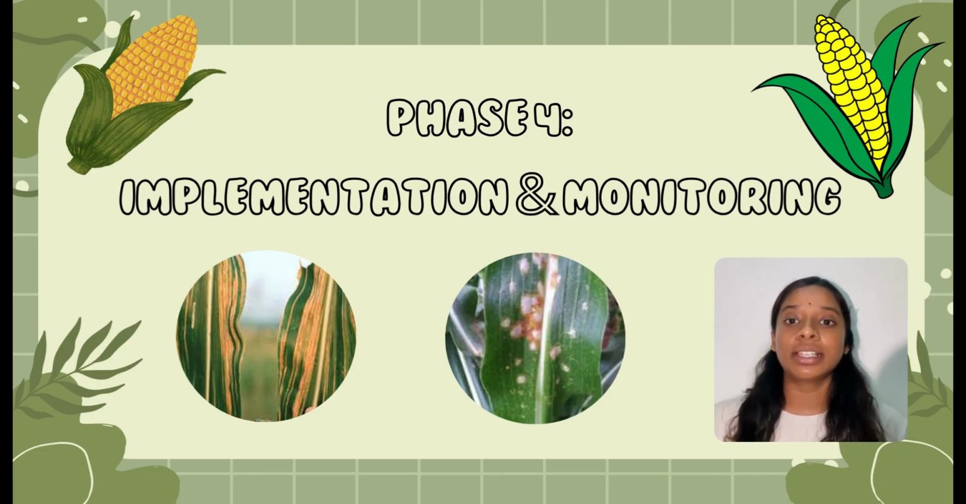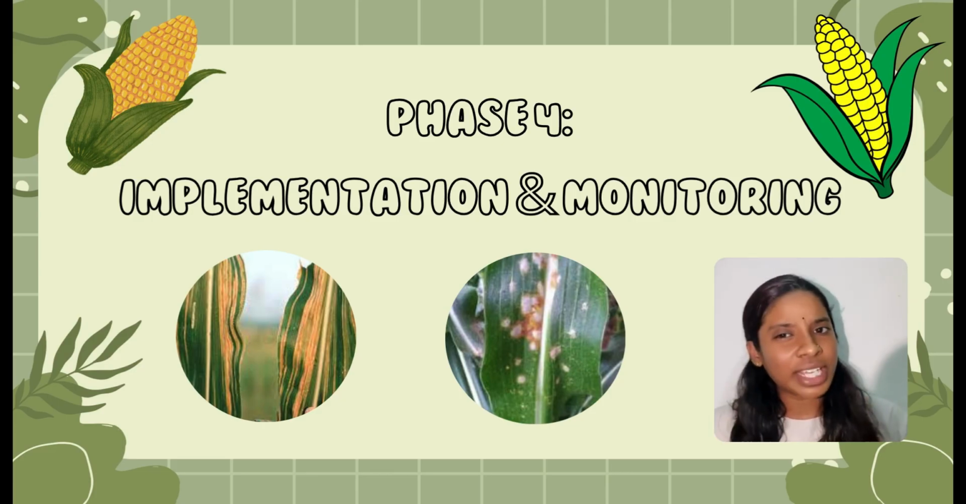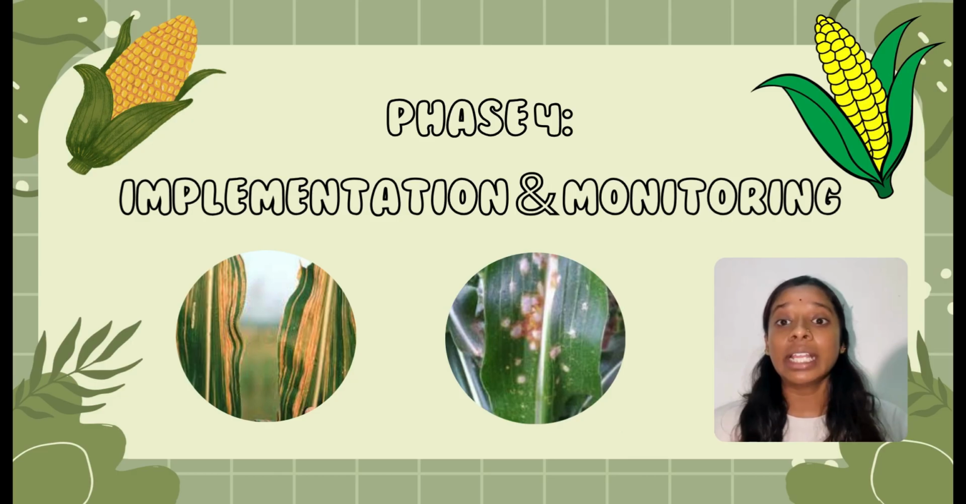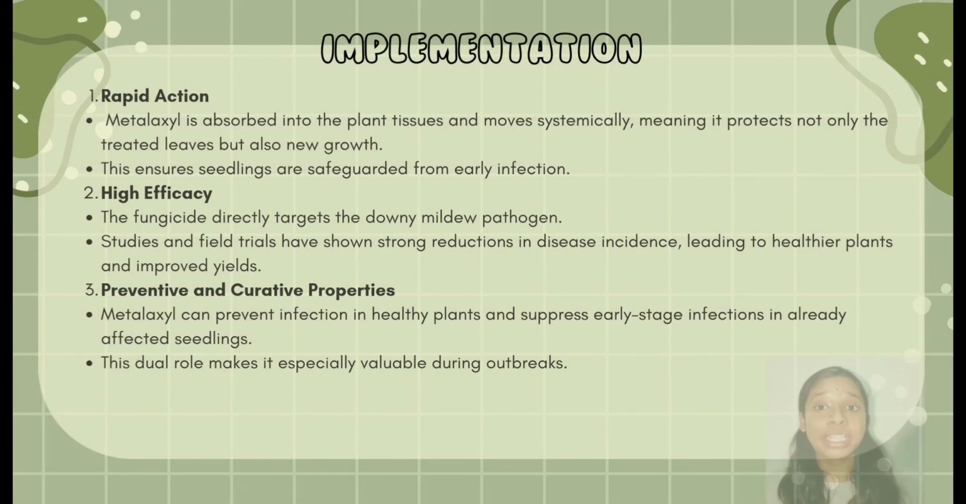Today I will be presenting phase 4 of our maize disease management strategy, specifically focusing on the implementation and monitoring of chemical control for downy mildew. This phase is critical because it directly influences plant recovery, yield potential, and long-term field health. Let's begin with the implementation.